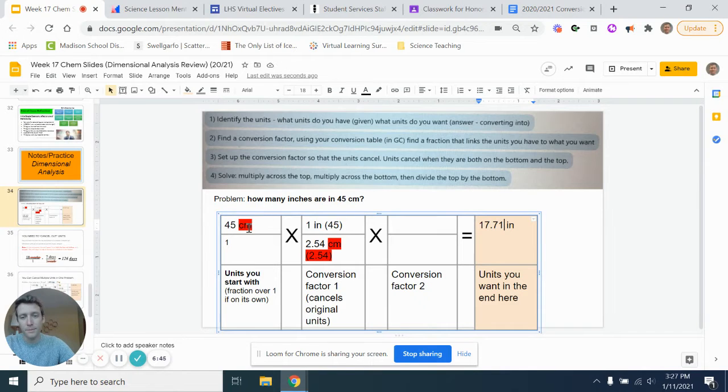So I checked that my units canceled. Centimeters is on the bottom and top, so centimeters cancel out. Inches is only on the top, so inches is left over. That's why it's the unit for my answer.